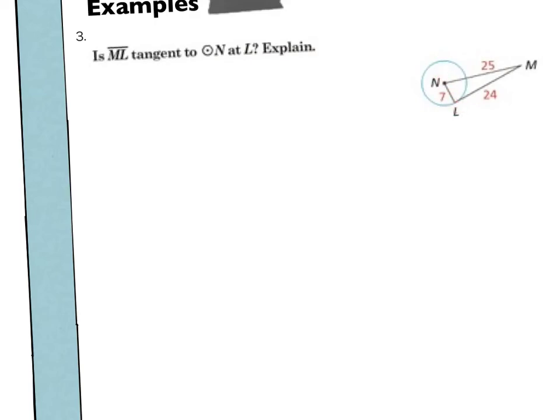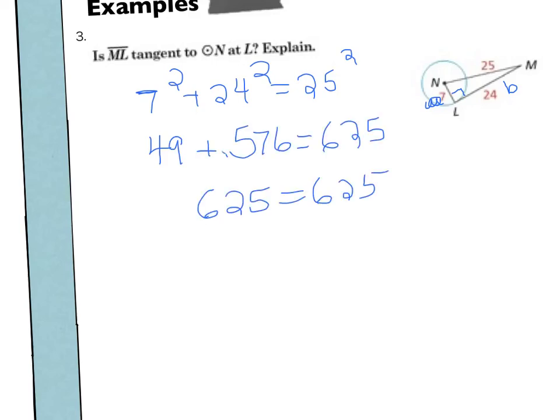So let's see. That would mean that there would have to be a right angle here in this corner. And that would mean that the 7 and 24 would have to be legs, which means that 7 squared plus 24 squared would have to equal 25 squared. And we just proved this the other way. Now we can go ahead and substitute in, and we can see that this is a true statement. So yes. And our reasoning is because we were able to prove using the Pythagorean theorem this must be a right angle, and there must be a tangent line there.